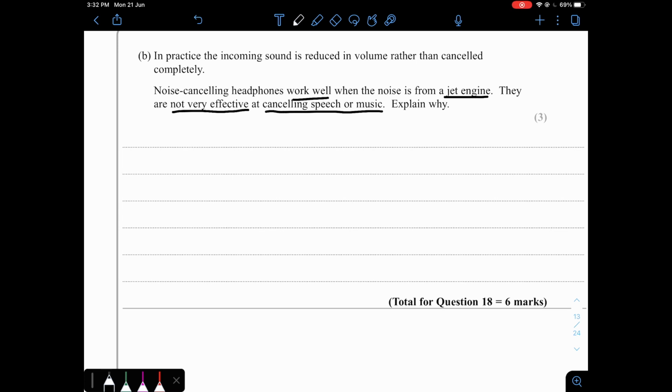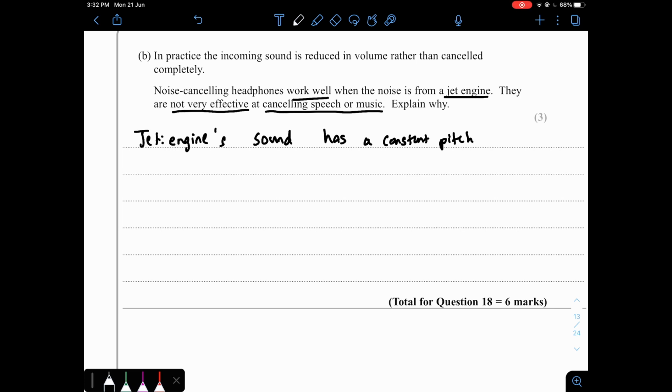Now, the jet engine, what do you know about jet engines? What about the sound? It's very loud, right? It has a very constant pitch, a constant size or amplitude.